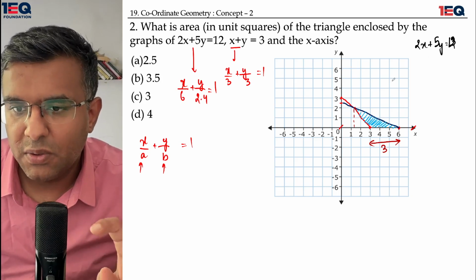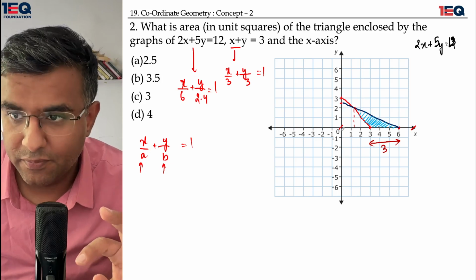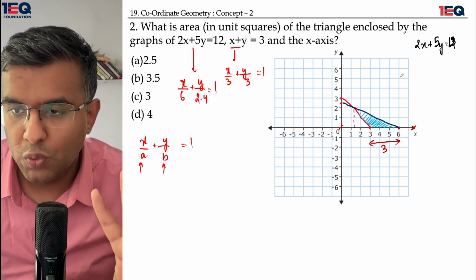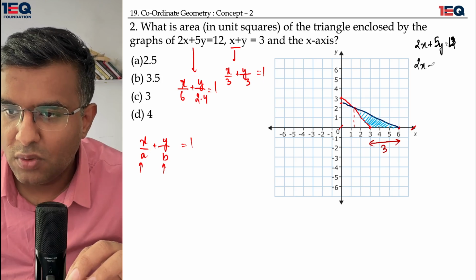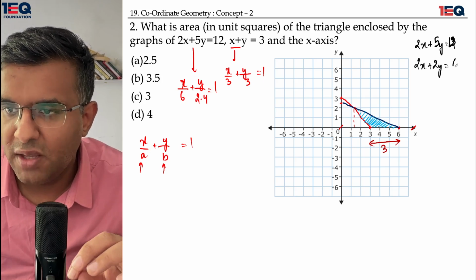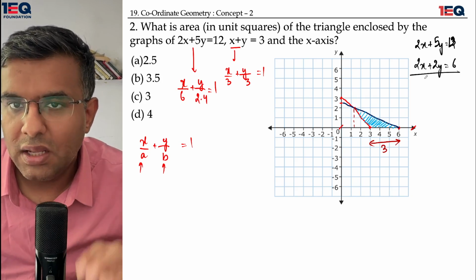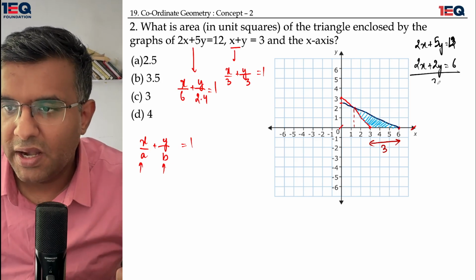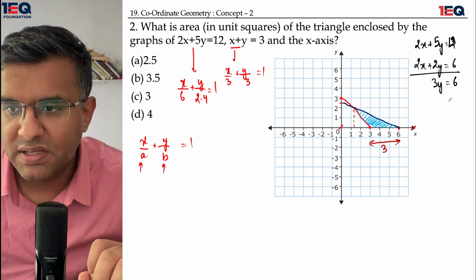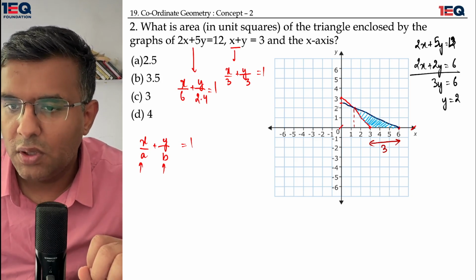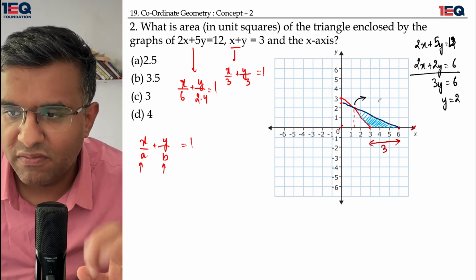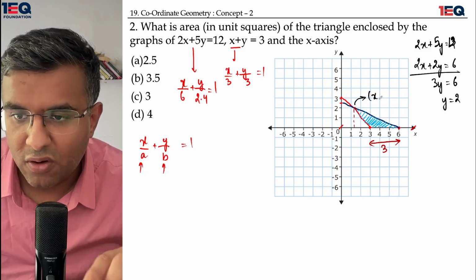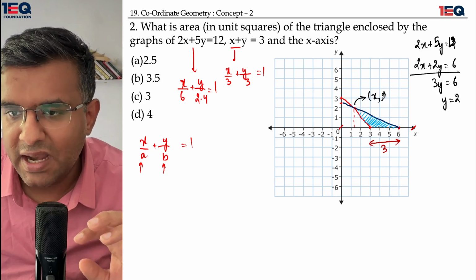So for x plus y equal to 3, I need to get the value of y. So for that I will eliminate x. I'll multiply this entire equation with 2. When I multiply the entire equation with 2, I get 2x plus 2y being equal to 6. And when I subtract both the equations, the x gets cancelled out and I am left with 3y being equal to 6 and the value of y being equal to 2. So I can easily say that the coordinates of this point where both are meeting is x and 2.